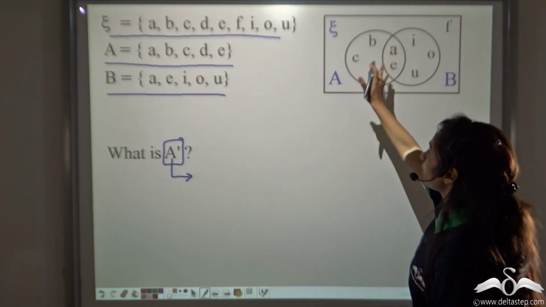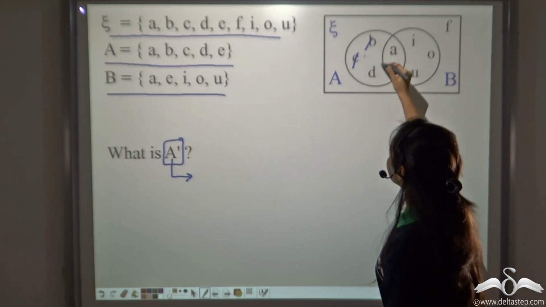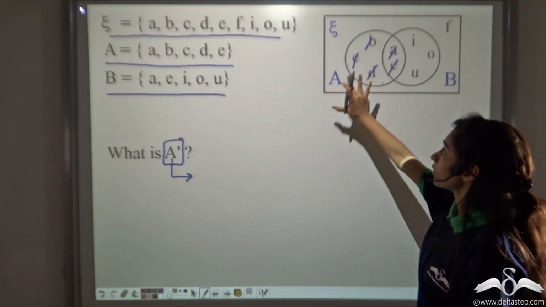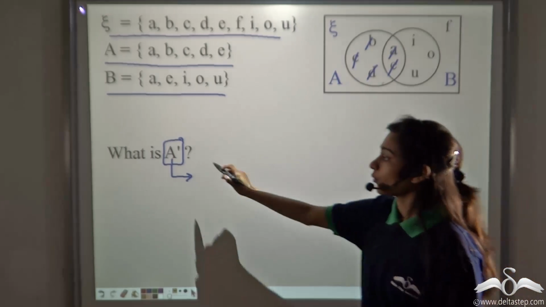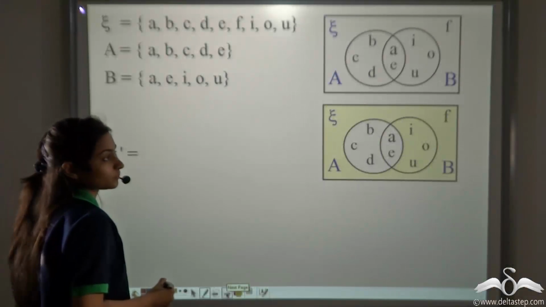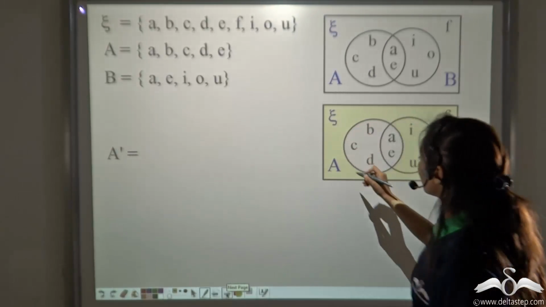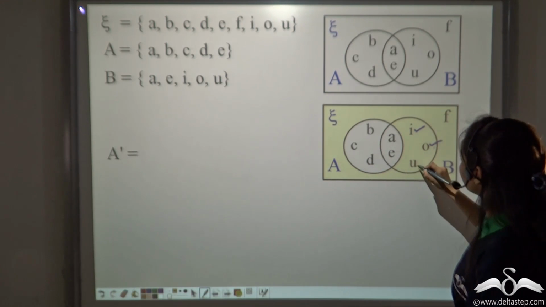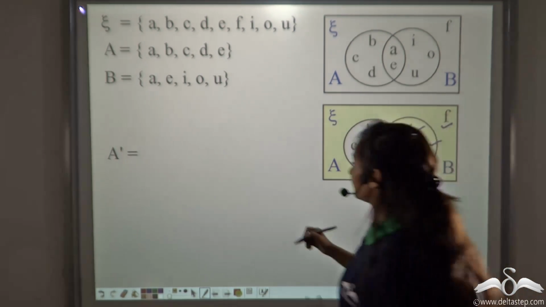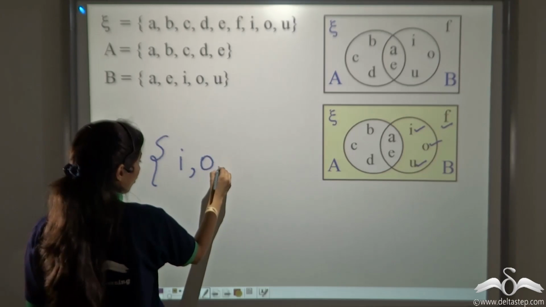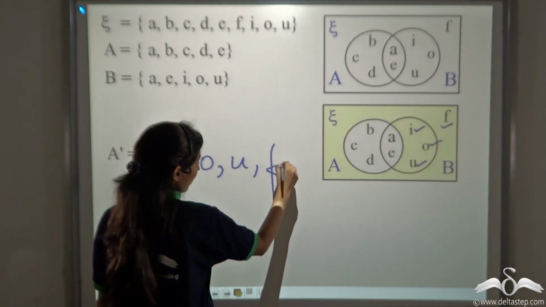So let's strike out the words that are there in set A. So we have correctly struck out the words that are there in set A. Now what is A complement? Set of elements that are not there in set A. So A complement will be what? The letters which are not there in set A, that is these. So write it. I, O, U and F.